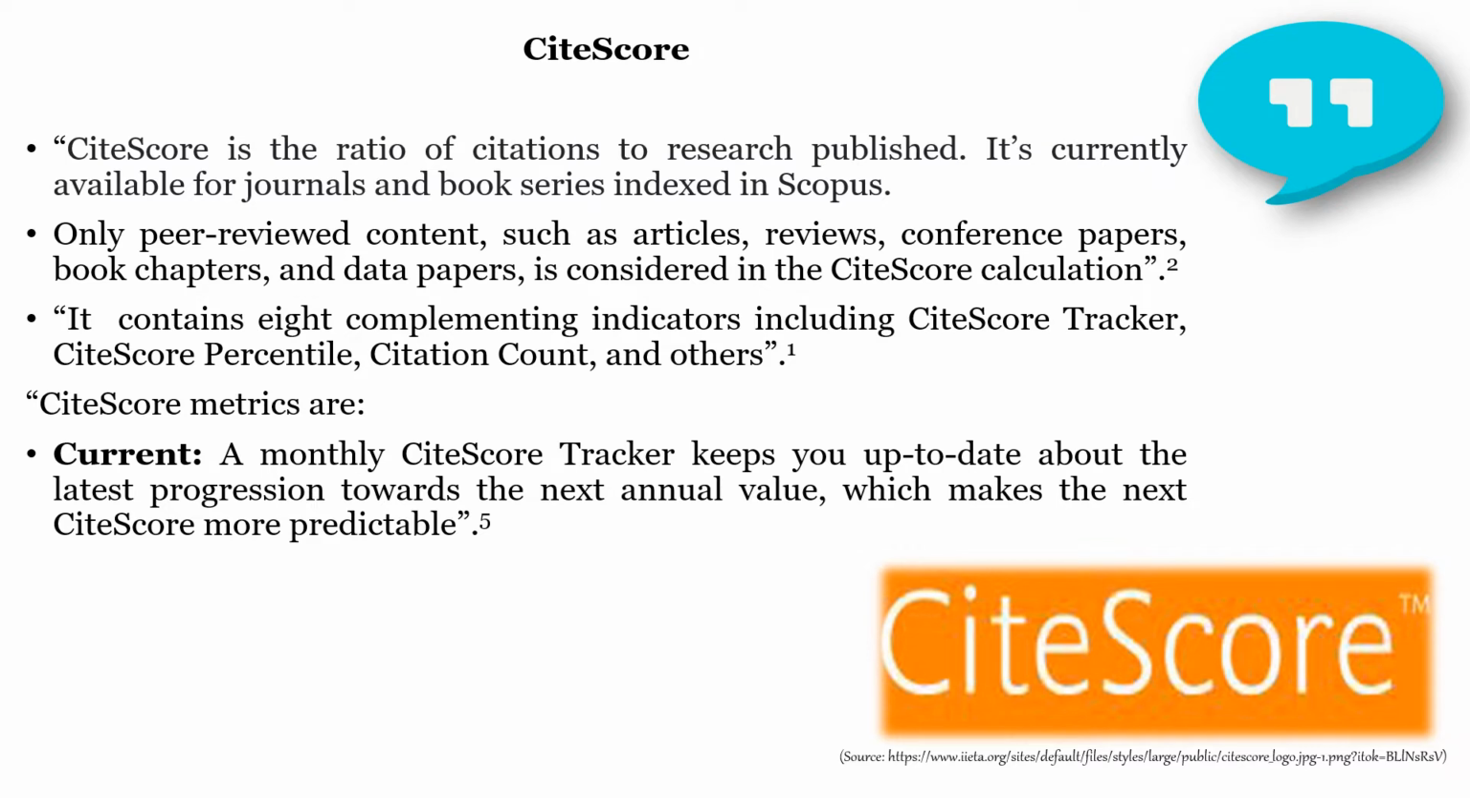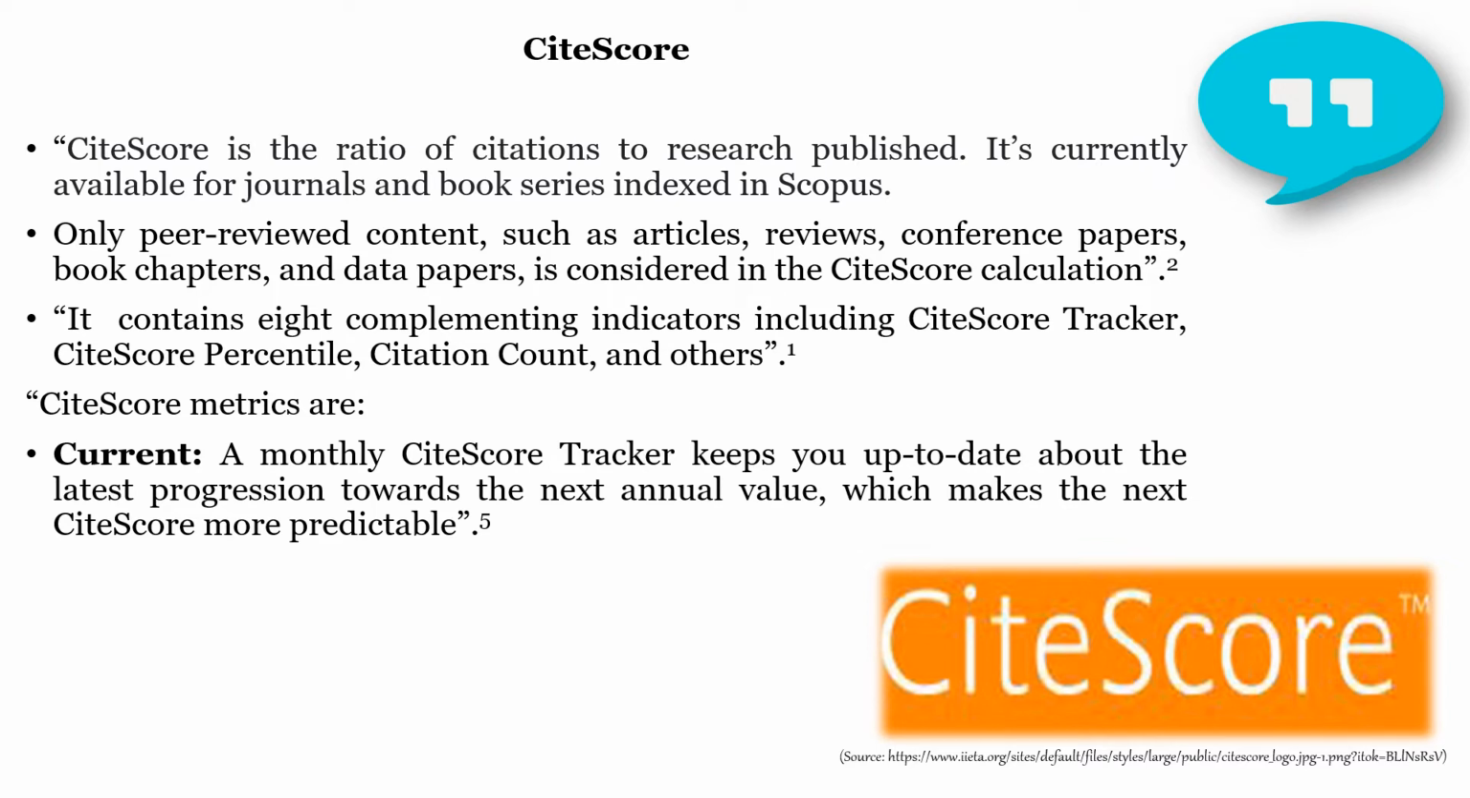CiteScore is the next metric we are taking. CiteScore is the ratio of the citations to the research published. It is currently available for the journals and book series indexed in Scopus. Only peer-reviewed content such as articles, reviews, conference papers, book chapters, and data papers is considered in the CiteScore calculation. It contains 8 complementing indicators, including CiteScore Tracker, CiteScore Percentile, citation count, and others.